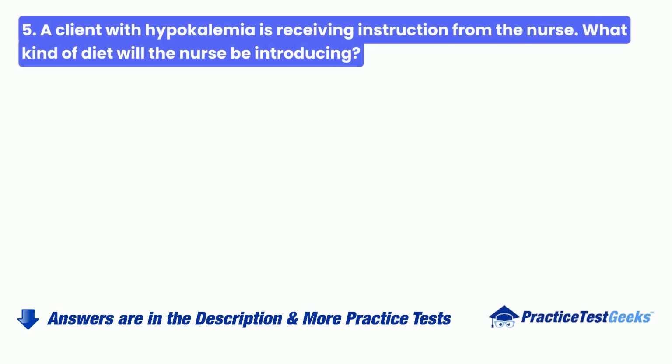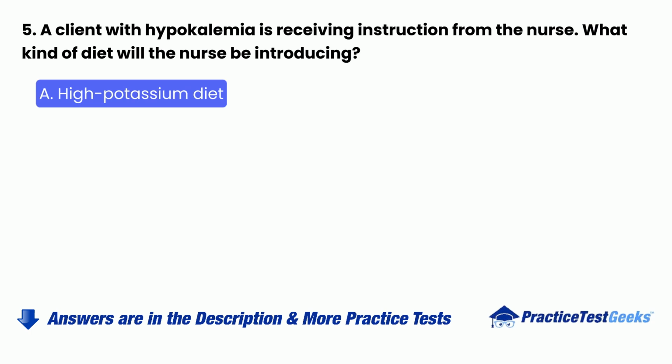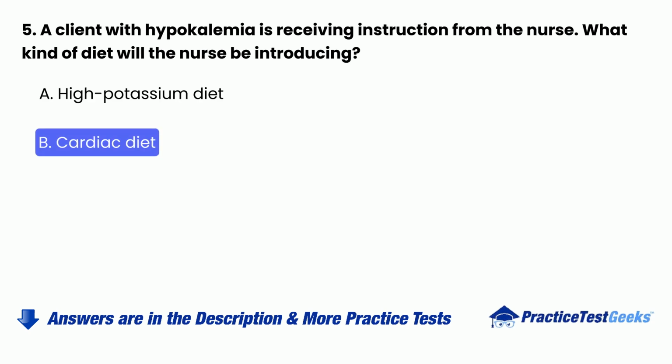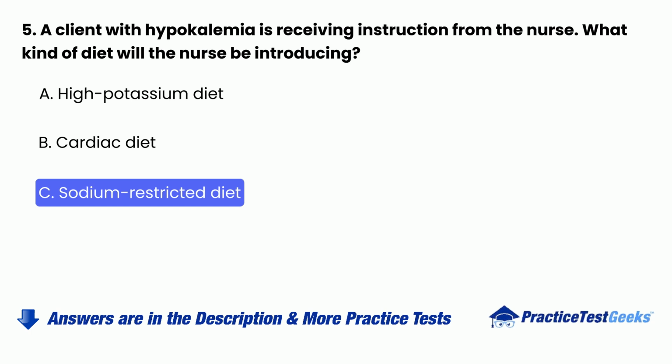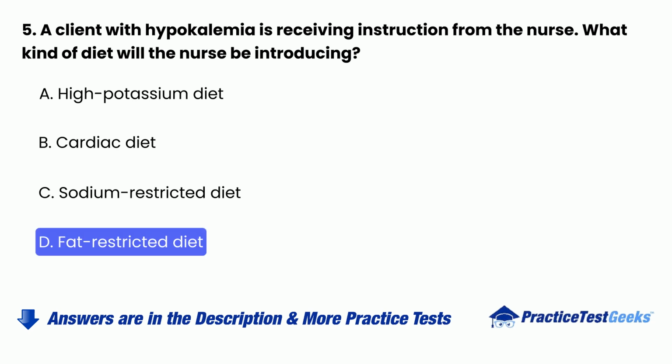5. A client with hypokalemia is receiving instruction from the nurse. What kind of diet will the nurse be introducing? A. High potassium diet. B. Cardiac diet. C. Sodium restricted diet. D. Fat restricted diet.